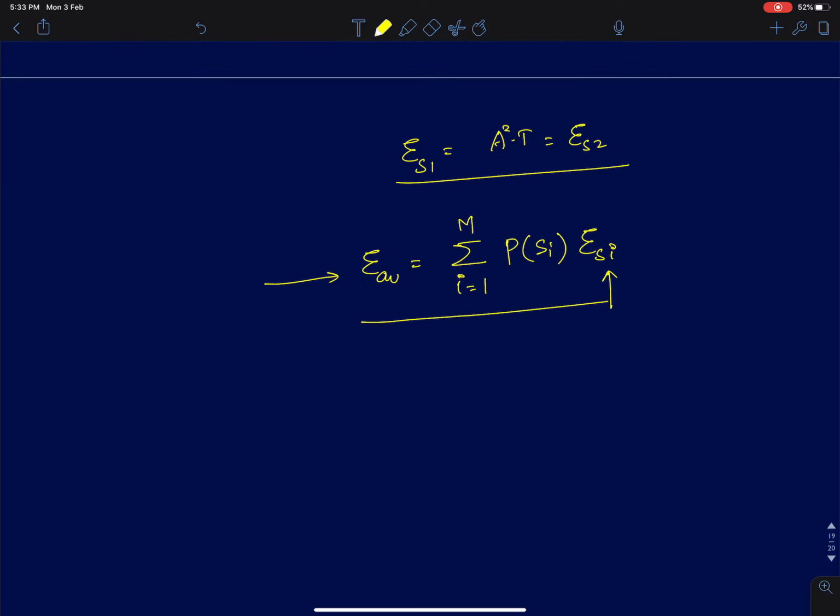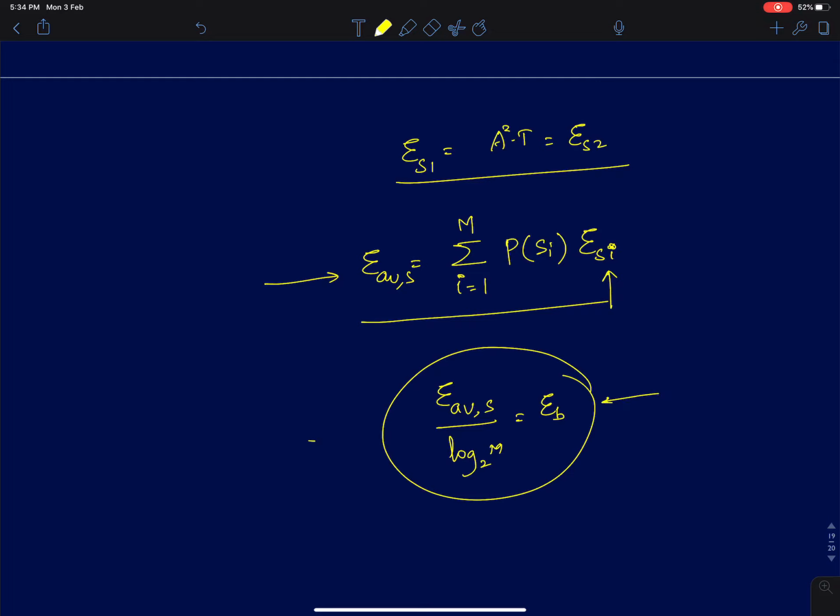Once you know the average symbol energy, you can find the bit energy by dividing it. If you know the average symbol energy, I'll call it Es average, you just have to divide it by the number of bits, so log M to base 2, and you will get the bit energy. So this is a quick calculation of some very simple basics that you have to keep in mind.